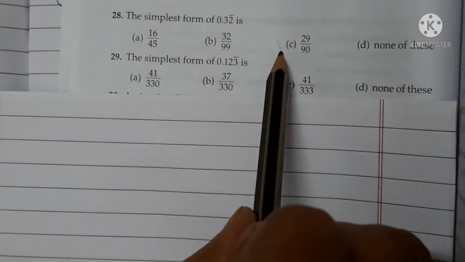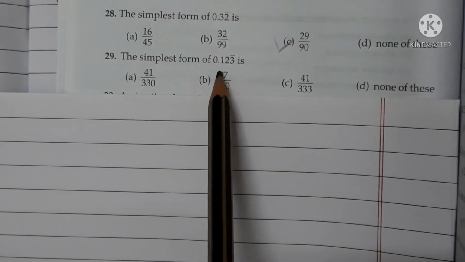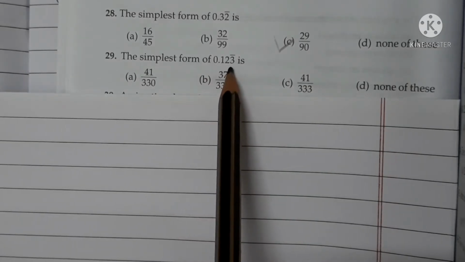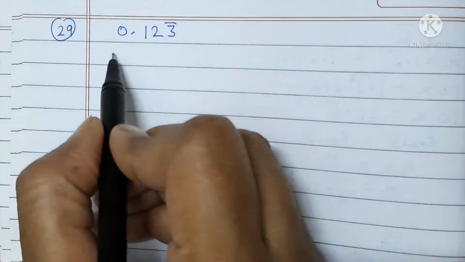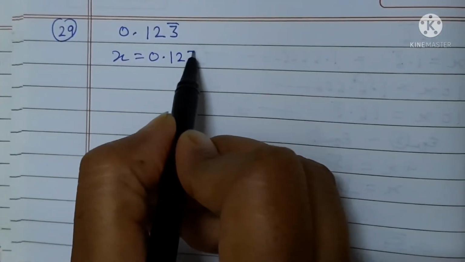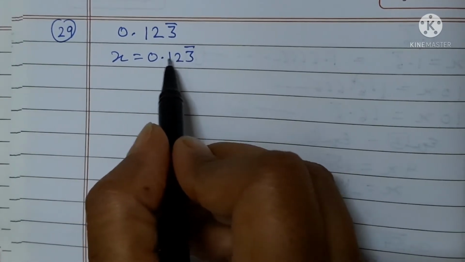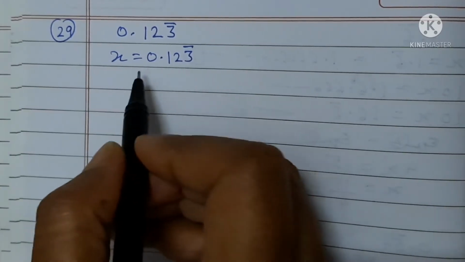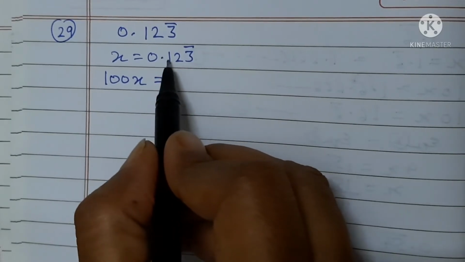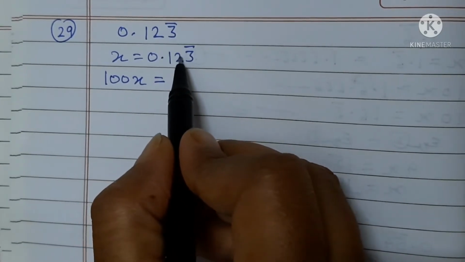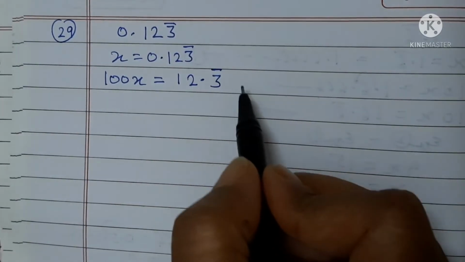Take option C. Now question number 29. The simplest form of 0.123 bar is. This is our question. Suppose x is equal to 0.123 bar. Now after the decimal 2 digits do not have the bar, so you will multiply both sides by 100. So this becomes 100x is equal to, when you multiply this by 100, this decimal will come to the right of 2 digits. So you can write 12.3 bar.